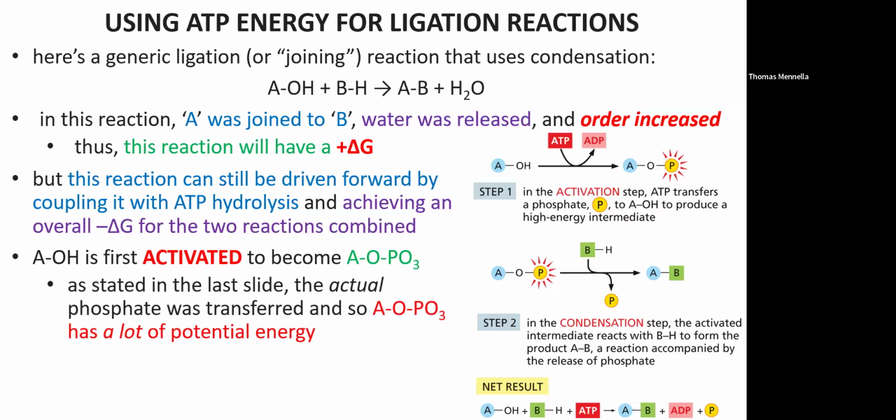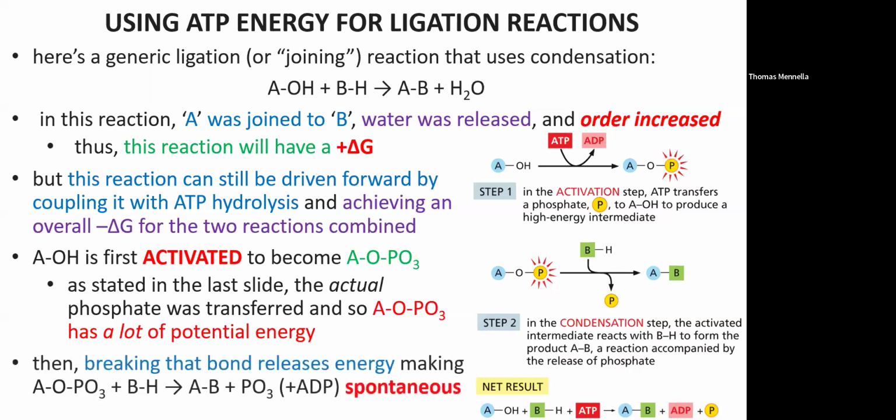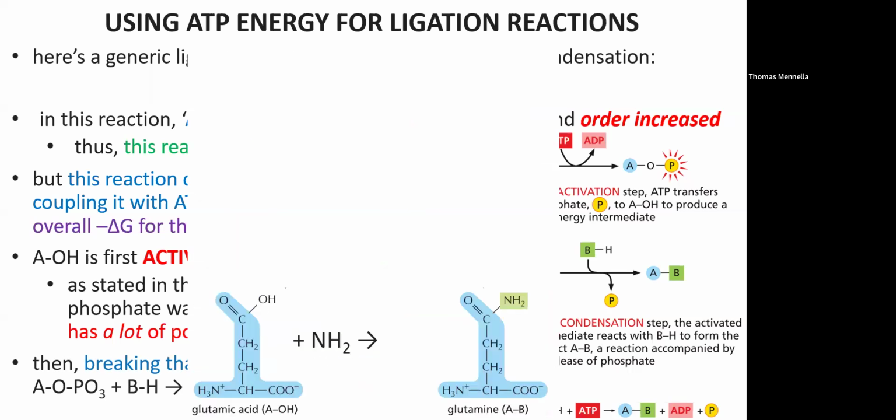So again, as stated in the last slide, the actual phosphate is transferred from ATP, where it's really high energy, to A, where it's slightly less high energy. So still a lot of potential energy in the phosphorylated form of A. And then when we break the phosphate off of A, we release energy yet again, and that energy offsets the loss of entropy of joining A and B, making the overall reaction have a negative delta G and be spontaneous.